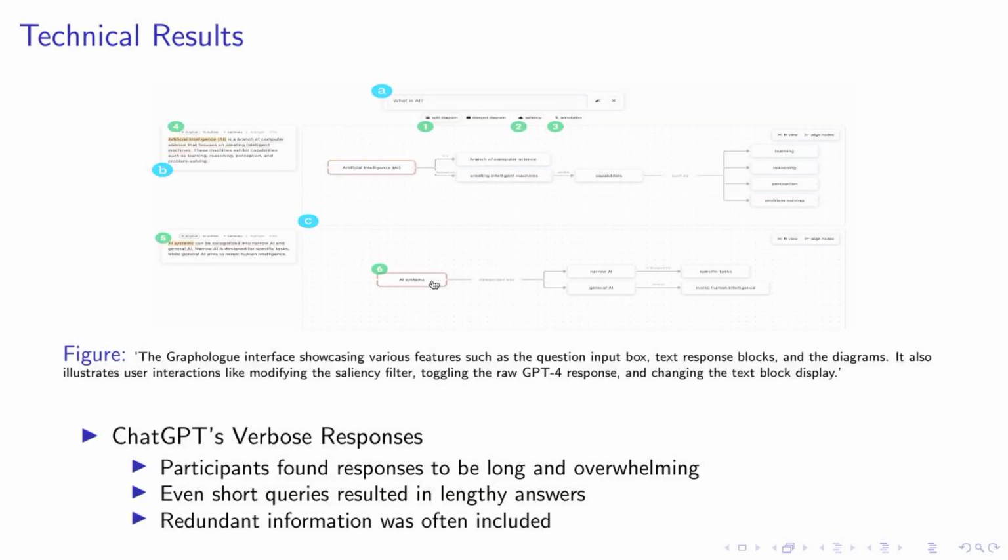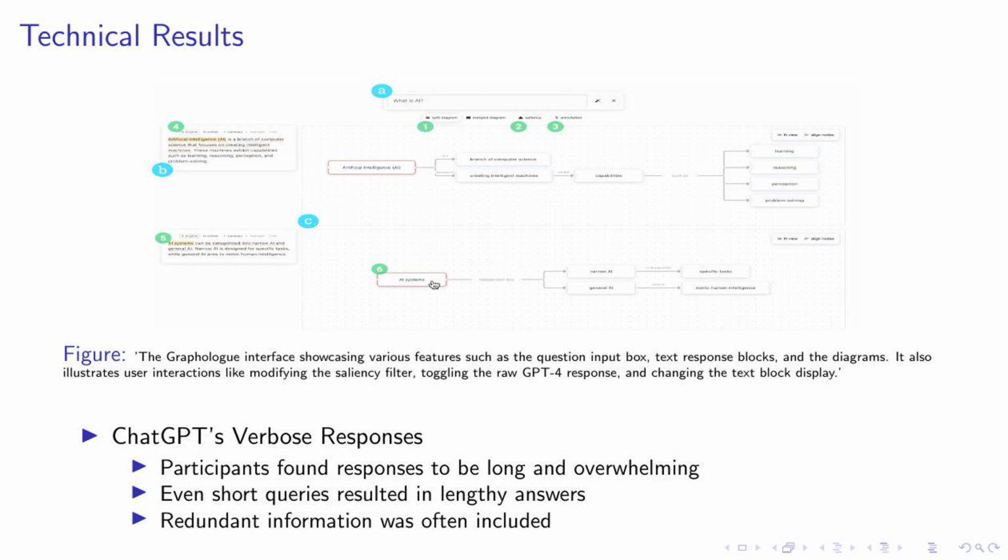Let's delve into the technical results of our study. The image you see here is the Graphologue interface, a tool designed to enhance the interaction with ChatGPT. It showcases features like the question input box, text response blocks, and diagrams. It also allows users to modify the saliency filter, toggle the raw GPT-4 response, and change the text block display.